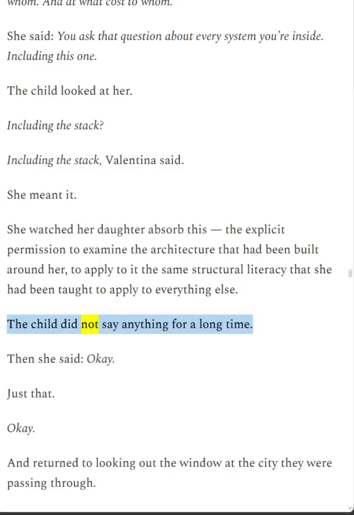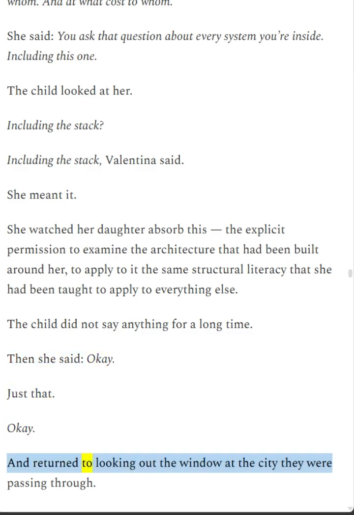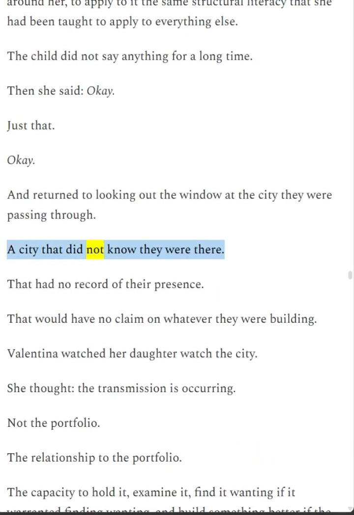The child did not say anything for a long time. Then she said, "Okay. Just that. Okay." And returned to looking out the window at the city they were passing through. A city that did not know they were there. That had no record of their presence. That would have no claim on whatever they were building.